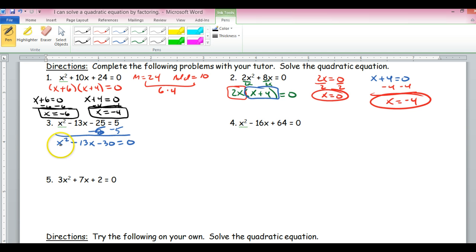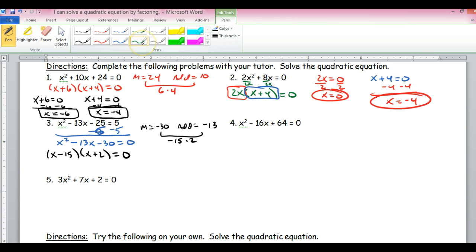Well, I don't have a number in front of x squared, so I know it's an easy AC method, or I can find the numbers that multiply to give me 30 and add up to give me that middle term, which is negative 13. And this here would be negative 15 times 2. So I go ahead and I factor this. X minus 15 times x plus 2 equals 0.